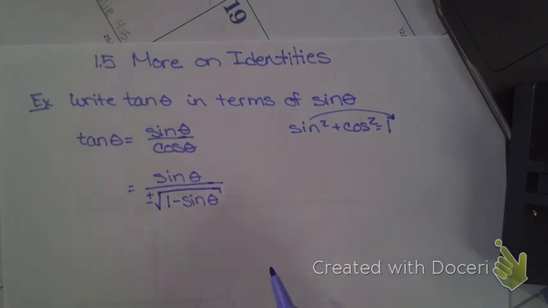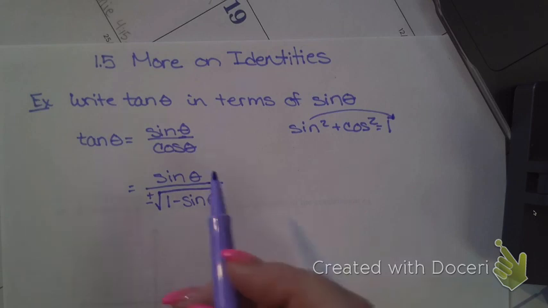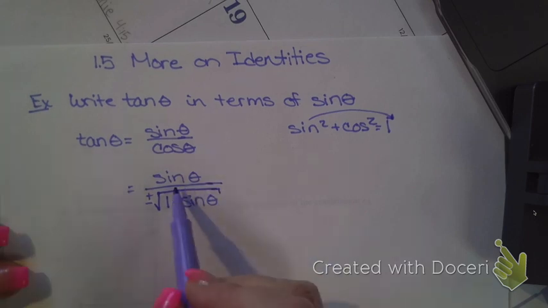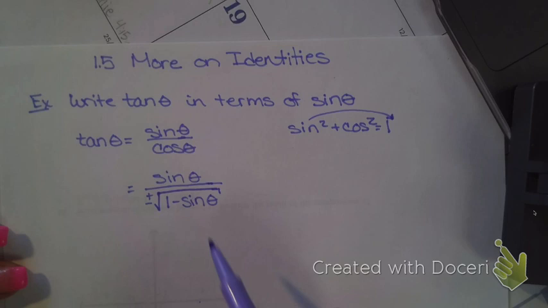Okay, so did I write tangent in terms of sine? Yeah. So if I had to find the tangent, I could do it just with sine. So you did a mini proof. Mini proof. Okay.